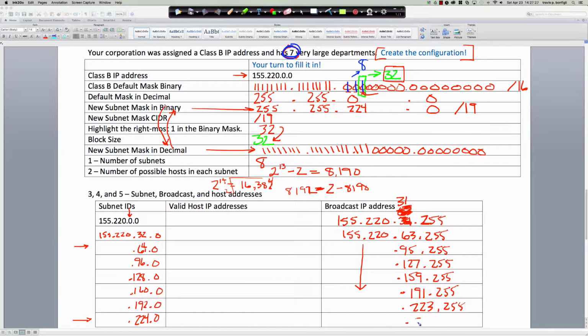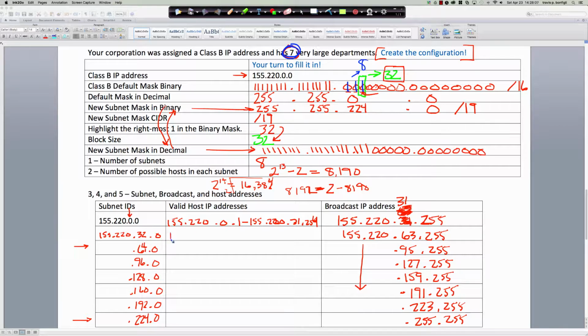.223.255, and then finally .255.255. And so those are the broadcast IP addresses for each of these 8 subnets listed here, right? So the valid host IPs, let's put the range here. So it's going to be 155.220.0.1 all the way to 155.220.31.254. Again, it's just going to fall within the range that we have here.